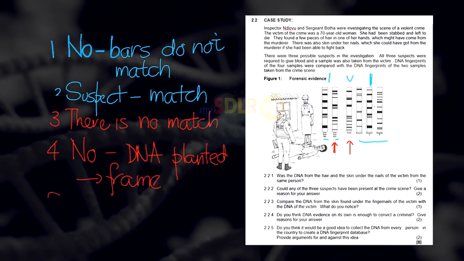The last question. Do you think it would be a good idea to collect the DNA from every person in the country to create a DNA fingerprint database? Provide arguments for and against. You may provide more answers, but we will just take one for and one against. Why would it be a good idea to have the DNA fingerprints of everybody in a country? Say yes. It will be easier to identify criminals. Absolutely.